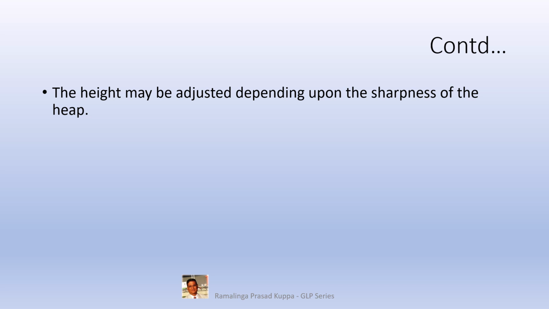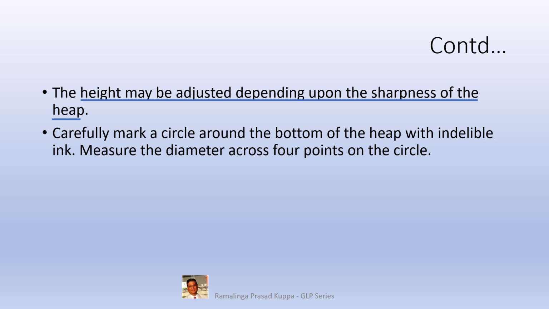The height may be adjusted depending upon the sharpness of the heap. As discussed in the previous slide, the height of the funnel may be adjusted if required. Carefully mark a circle around the bottom of the heap with indelible ink. Measure the diameter across 4 points on the circle. So mark the circle with pencil or pen carefully around the heap on the paper.